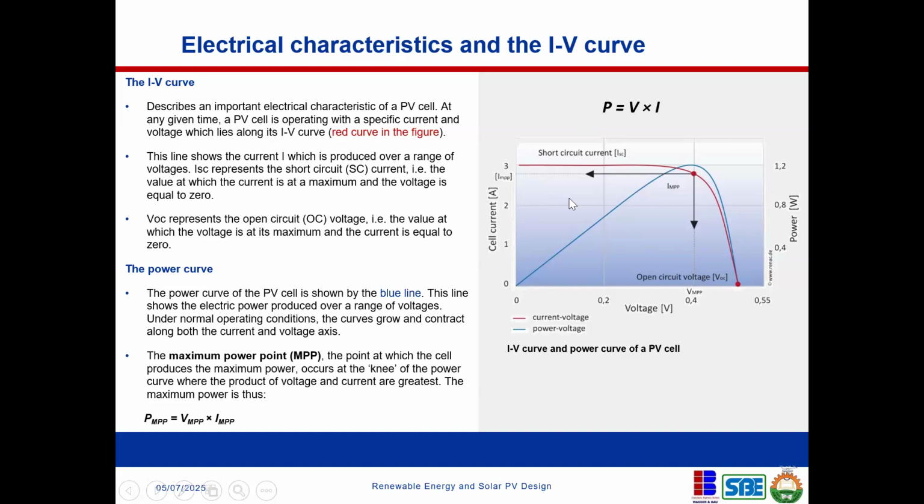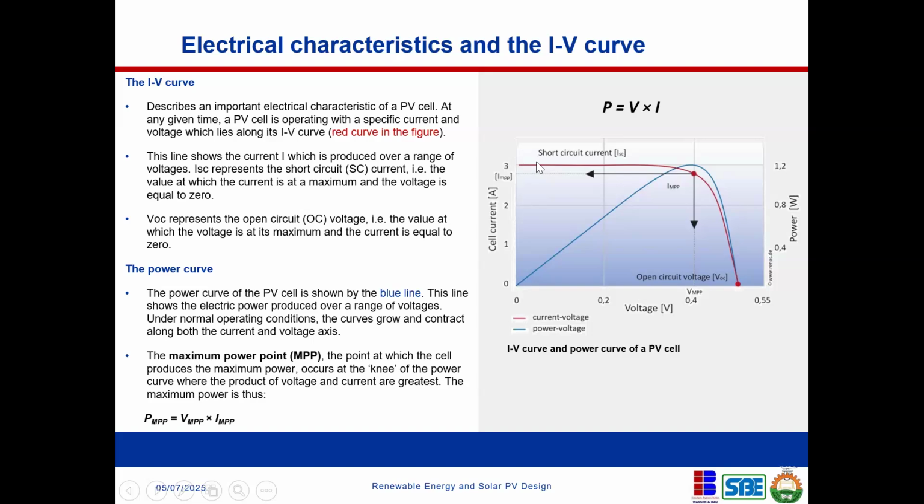Now, let us reverse this case. If your voltage is maximum, and your current is 0, what becomes your power? 0 as well. So now that presents a case. At what point in this IV curve can we have a combination of the voltage and the current that will give us the maximum power?